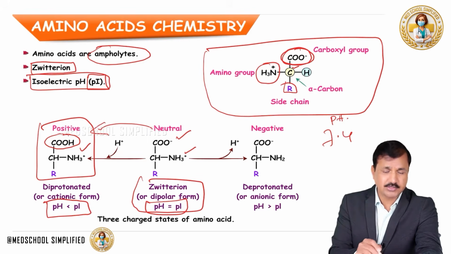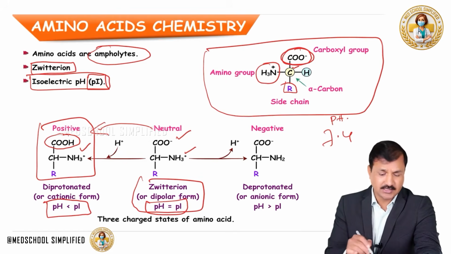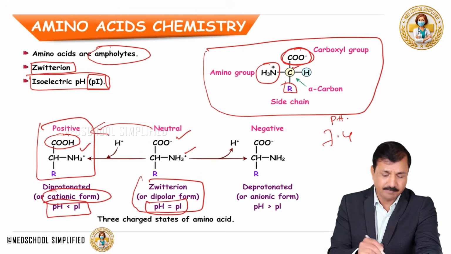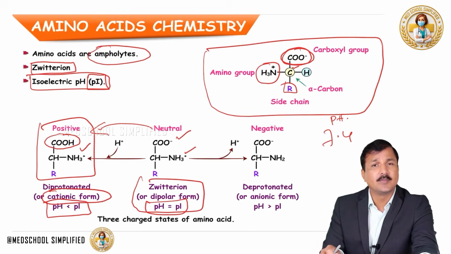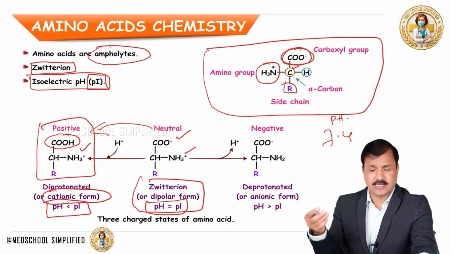It has one positive charge. That means the molecule exists as a positively charged ion, a cationic form. Cationic form means it has a more positive charge there. Okay, so now let's look at the other side, the right side of it.